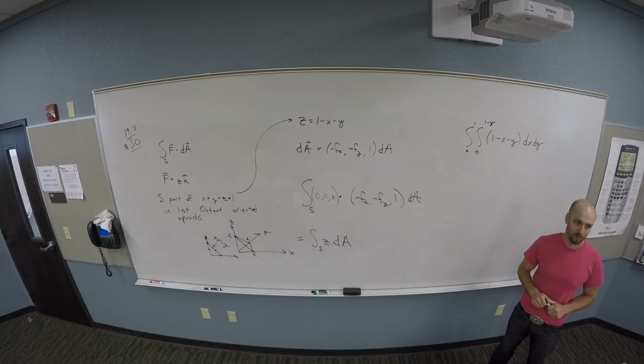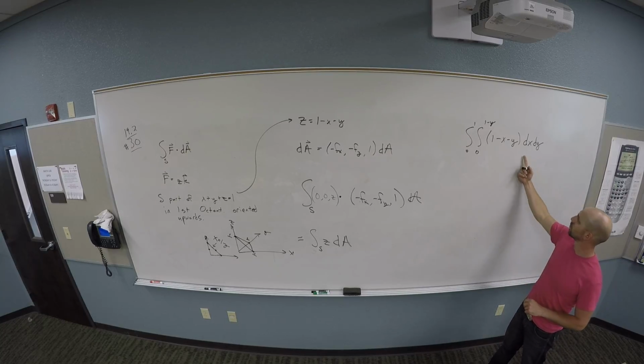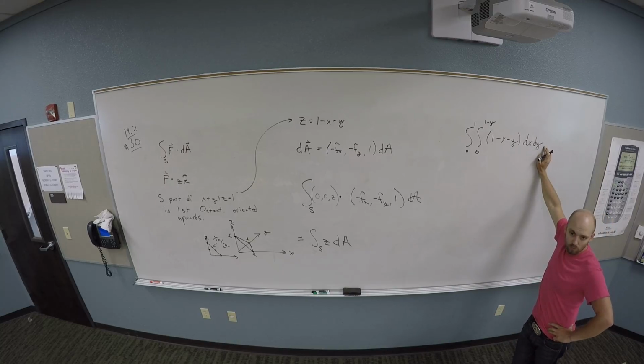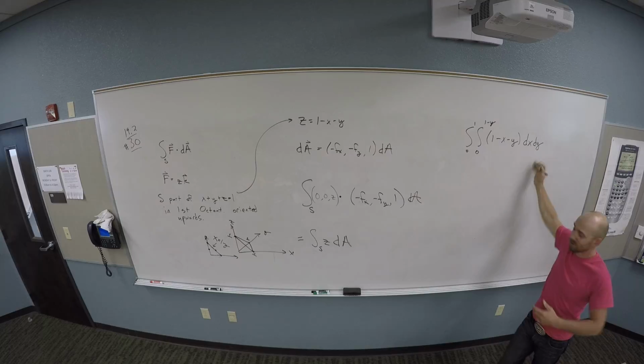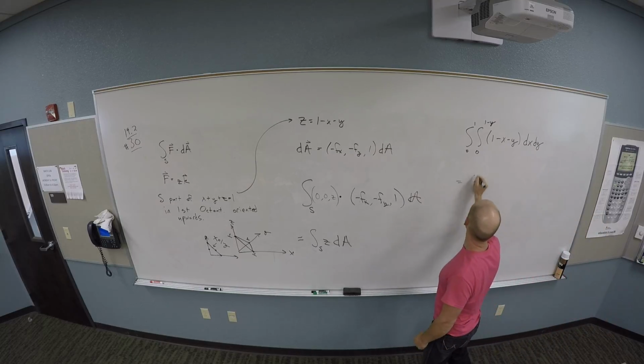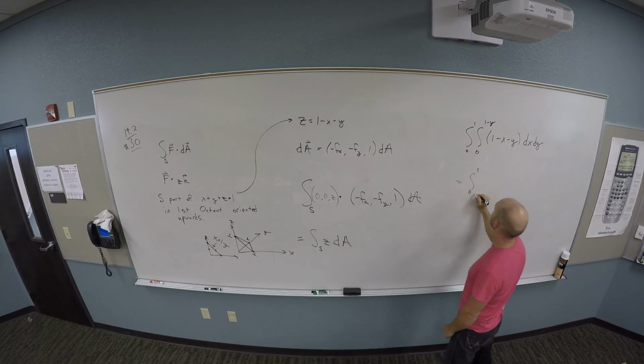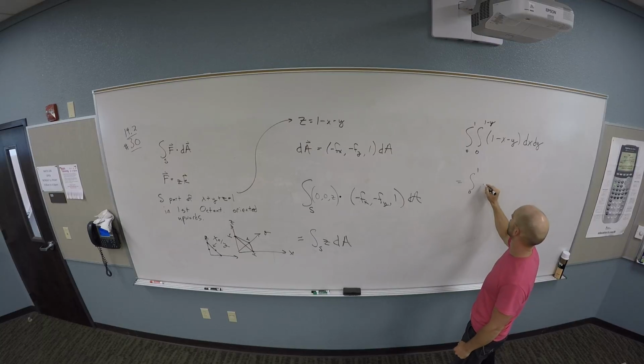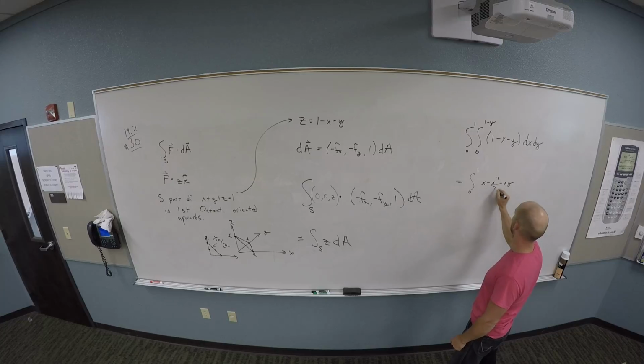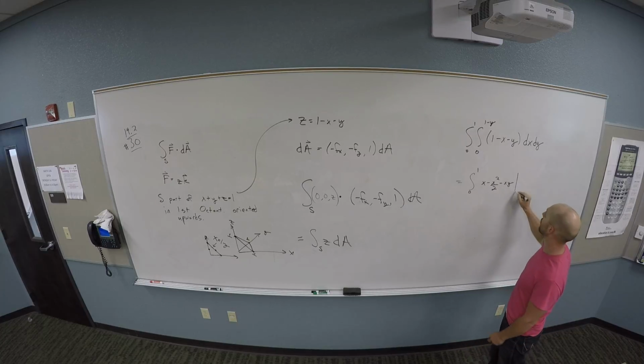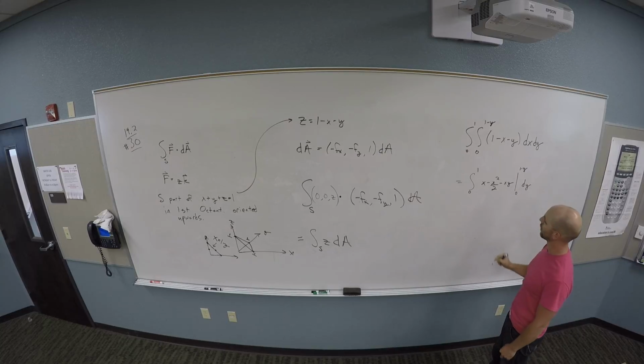Cool. And then if we do this, should we finish this off to get a number? It'll only take a second. Okay, so I get the integral from 0 to 1 of what? x minus x squared over 2 minus xy, evaluated from 0 to 1 minus y, and then I'm going to integrate dy.